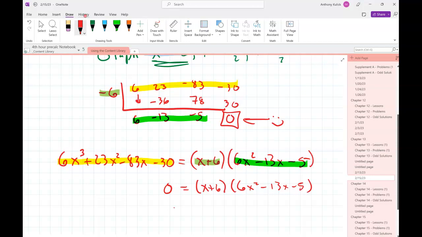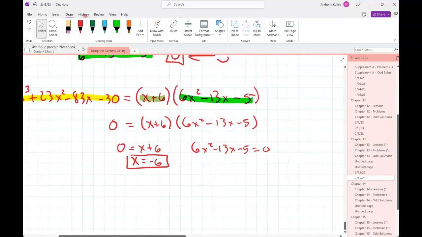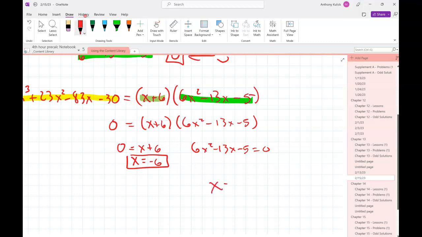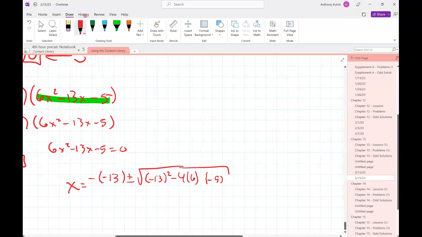Since I have a linear term, setting that equal to 0 is really easy. I get -6 there. The other piece is quadratic. I know how to solve a quadratic equal to 0. How do you want to solve 6x squared minus 13x minus 5 equal to 0? Quadratic formula, right? So x equals negative of -13 plus or minus the square root of -13 squared minus 4 times 6 times -5, all over 2 times 6.